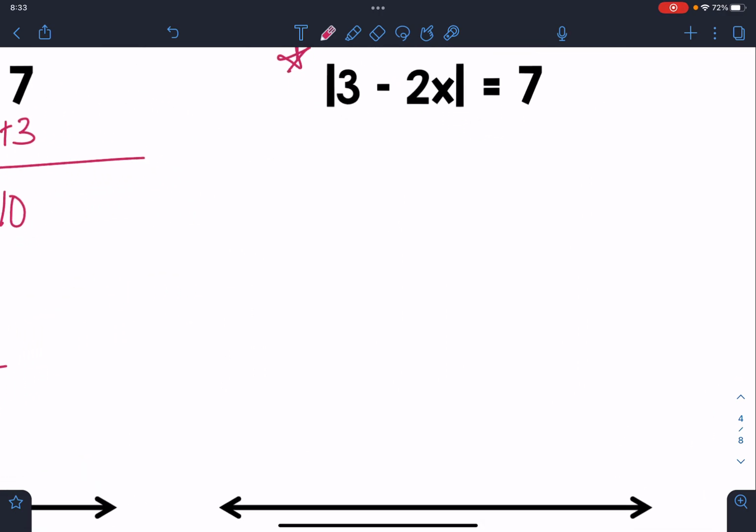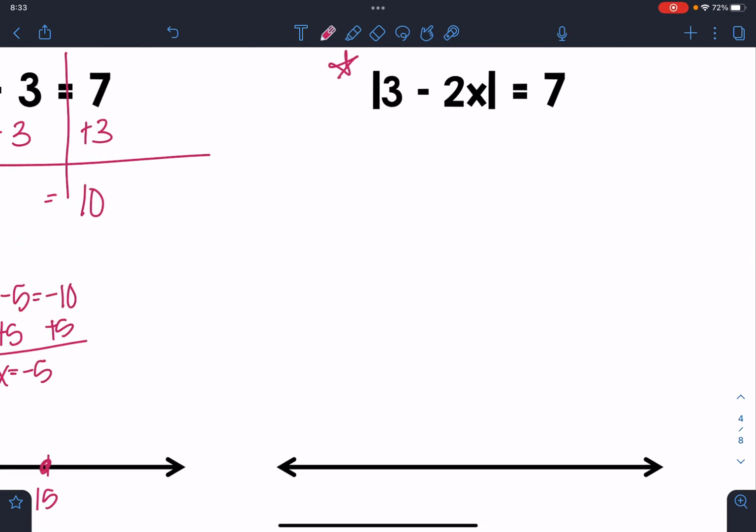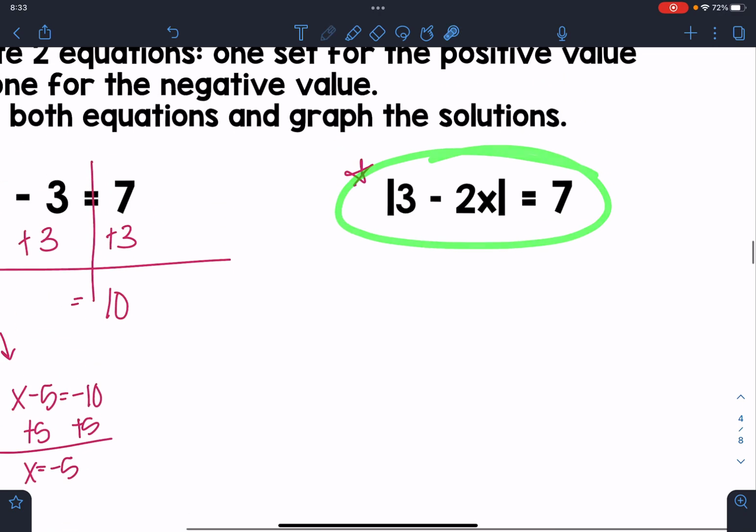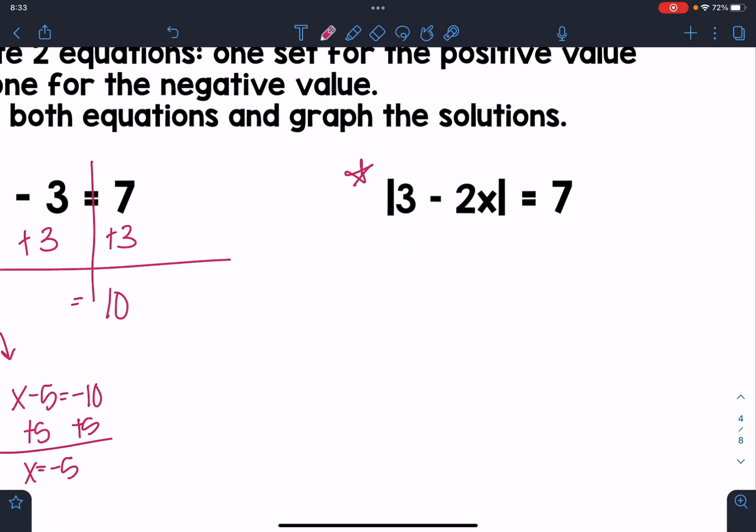Like I said, these are going to be the types of examples that you'll see on the activity, where I don't have anything outside of the bars. So we are good to just set up my two equations. One being 3 minus 2x equals 7. The other one being 3 minus 2x equals negative 7. And now I solve the same way.